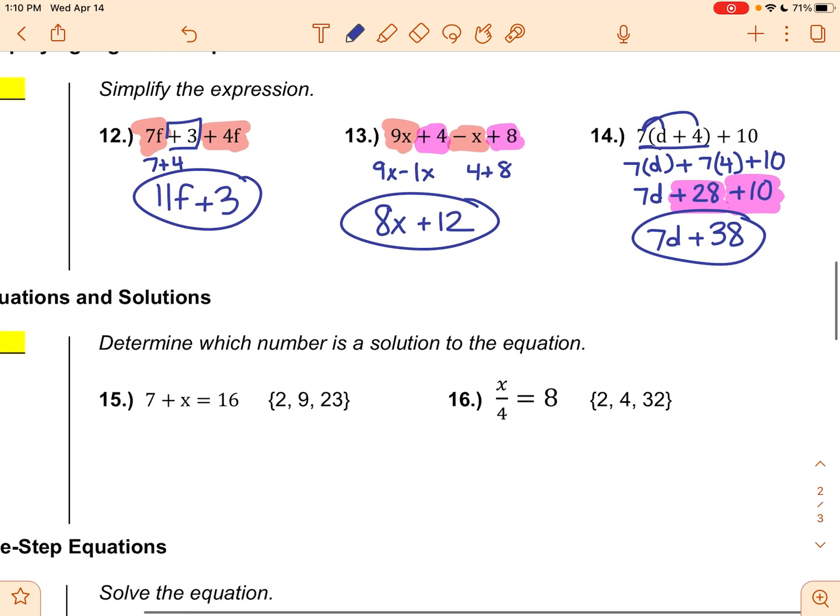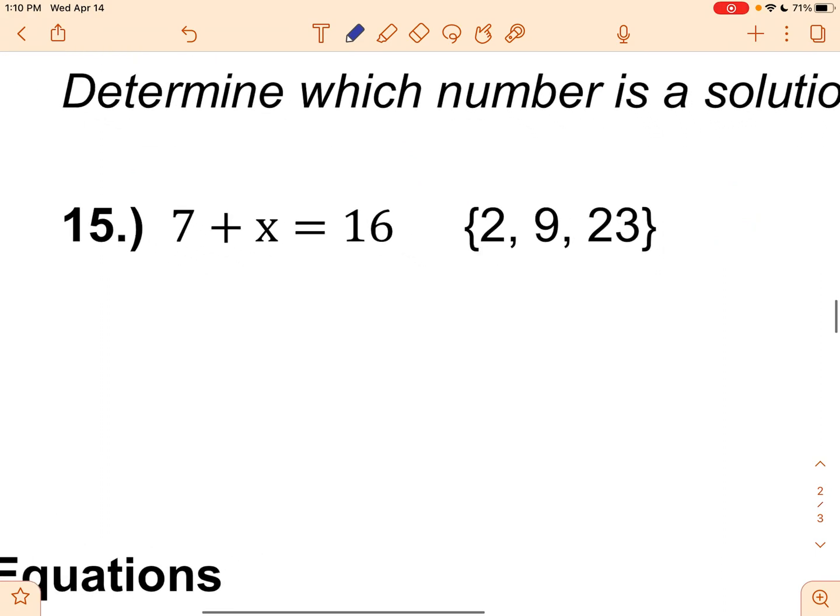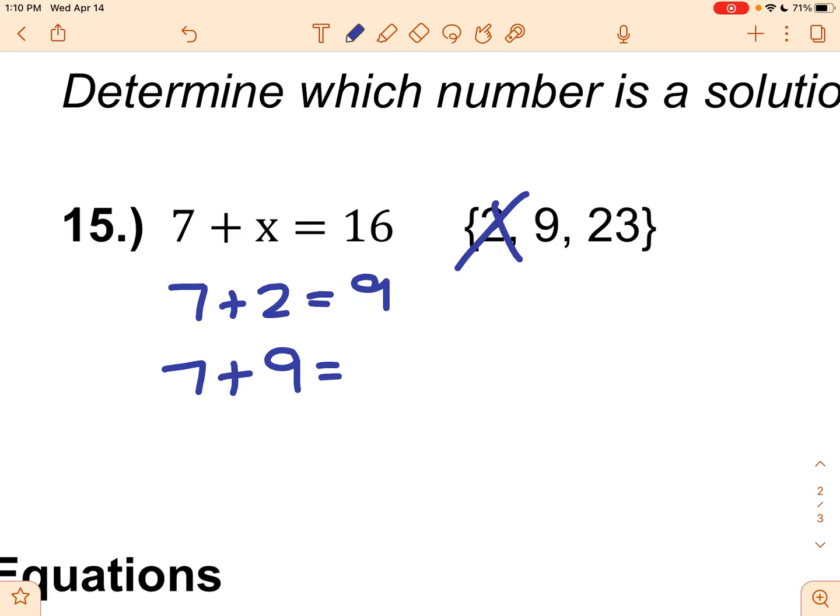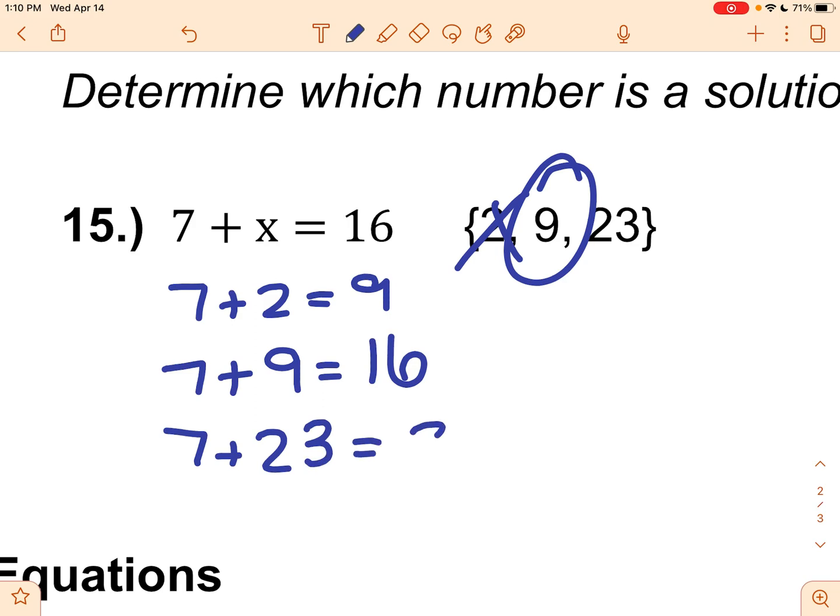Awesome. Moving on to equations and solutions. Determine which number is a solution to the equation. 7 plus x equals 16. We have 2, 9, and 23. So let's try them all. 7 plus 2, that equals 9. So that doesn't work. 7 plus 9, that does equal 16. So 9 is our answer. Because 7 plus 23 is too big, that would be 30.